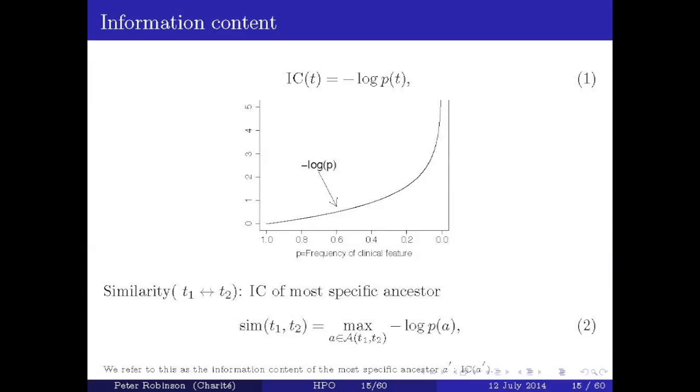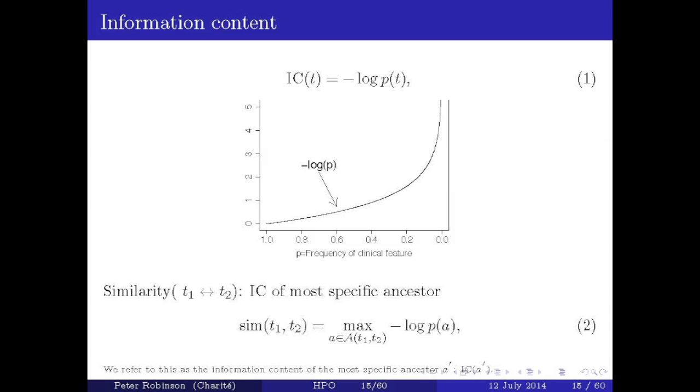So how do we use this now to do interesting work? The concept of information content is important, and so what this means is that I've got a particular term in an ontology, and this is the probability or actually frequency of that term.